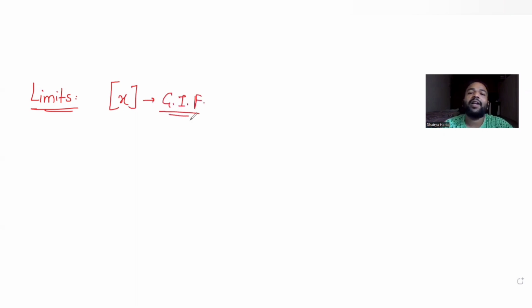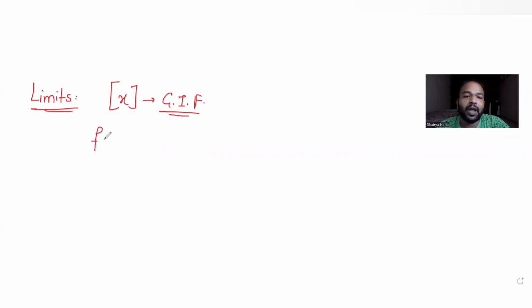Let's see today's question. Today's question we are taking up from the topic of limits. The question tells us: let x in the square bracket denote the greatest integer function, meaning we are finding the greatest integer which is less than or equal to x.